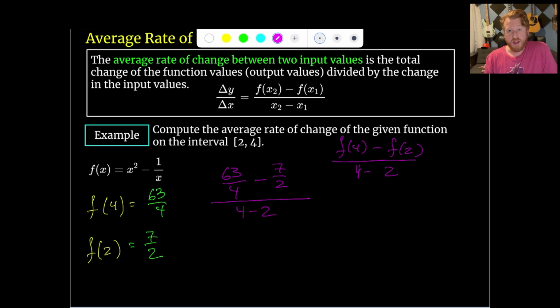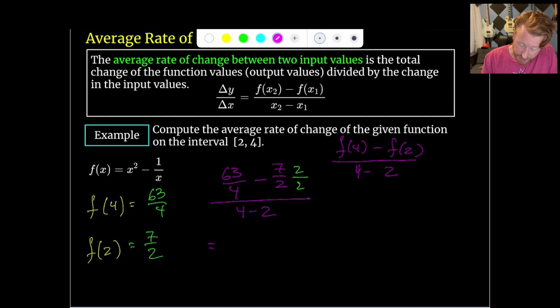But I think our focus right now is on the numerator. We're going to need to get a common denominator again. So in order to turn the denominator on the right, the 7 halves, into a 4, we'll multiply by 2 over 2. That's just our convenient form of 1. So we're not changing the value of anything. We're just changing the way it looks.